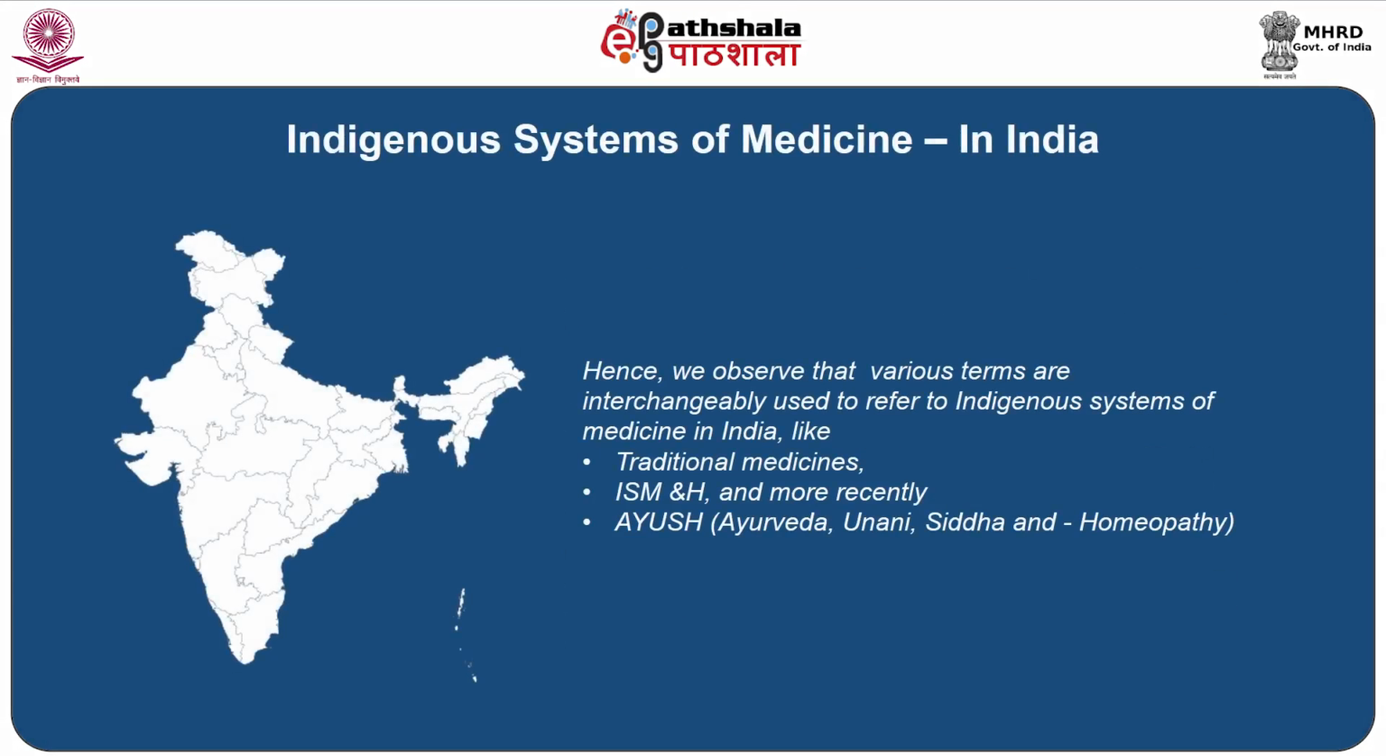Hence, we observe that various terms are interchangeably used to refer to indigenous systems of medicine in India, like traditional medicines, ISM and H, and more recently, Ayush, which means Ayurveda, Yoga, Unani, Siddha, and homeopathy. Let us look at the origin and philosophy of various indigenous systems of medicines prevalent in India.